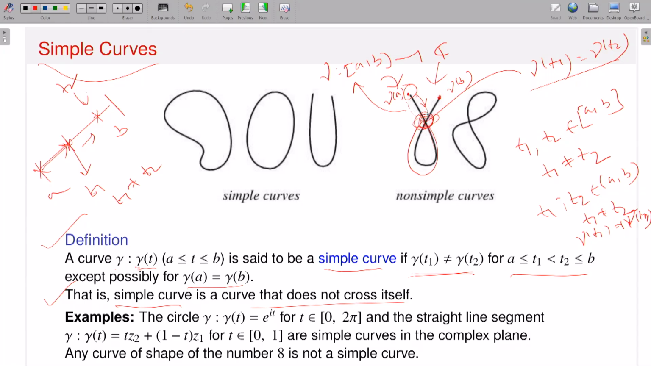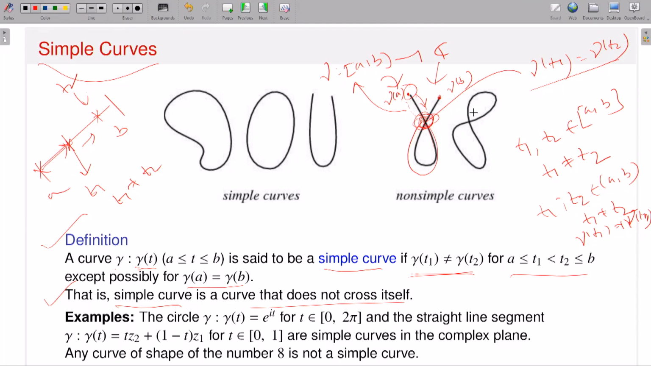So I have two distinct points T1, T2 in the domain, but gamma of T1 is exactly equal to gamma of T2. This contradicts the definition of a simple curve. So my function is not simple. Therefore, if there is a cross in my curve, my curve is not simple.